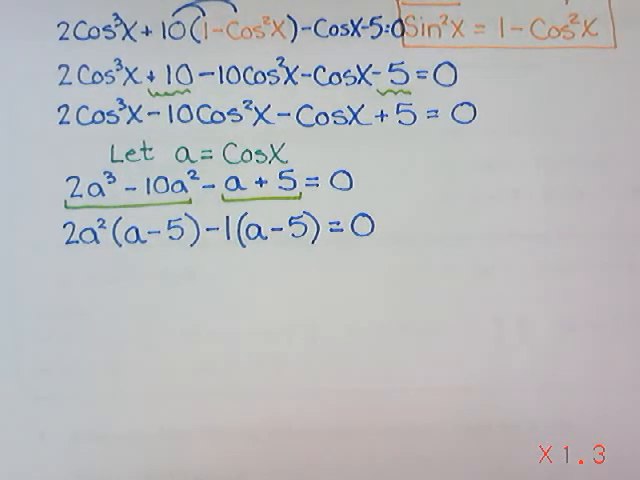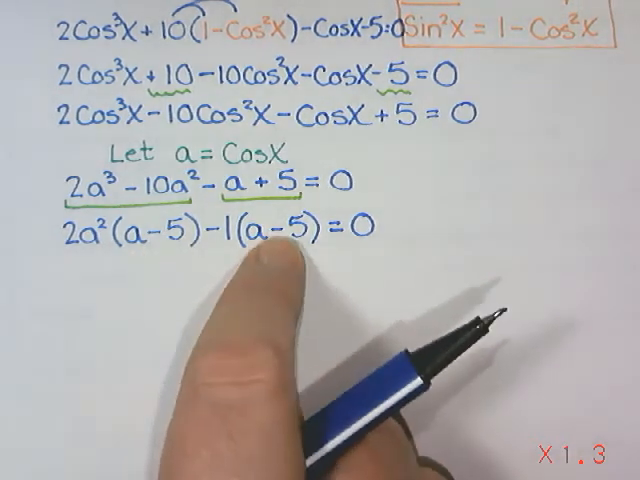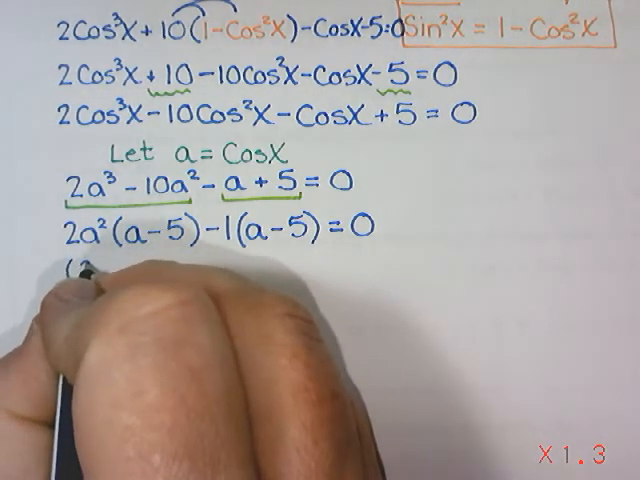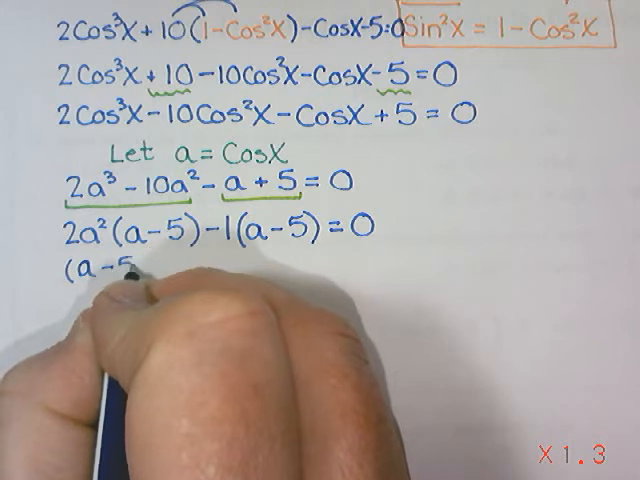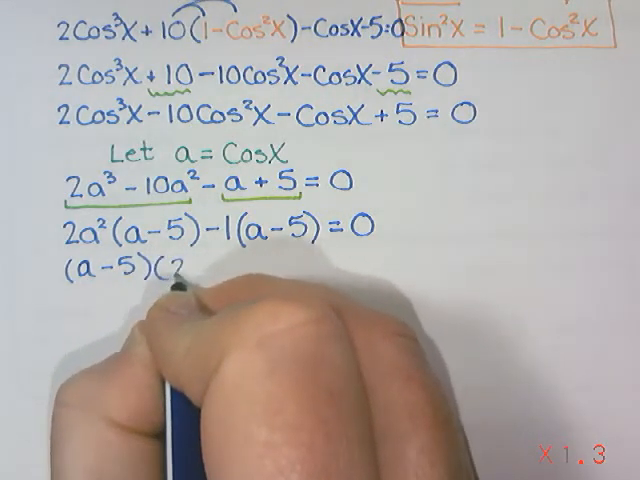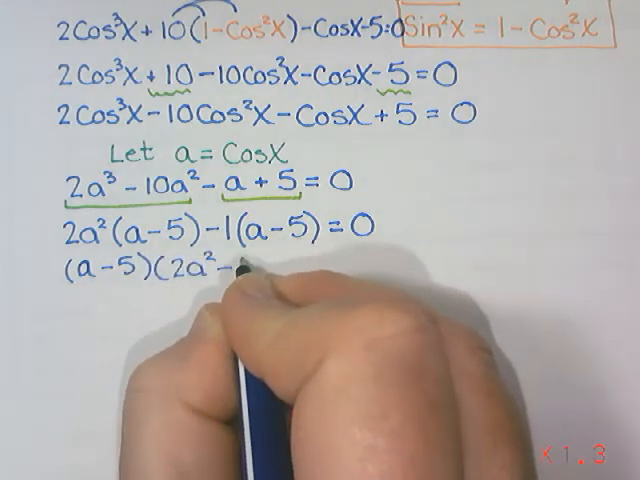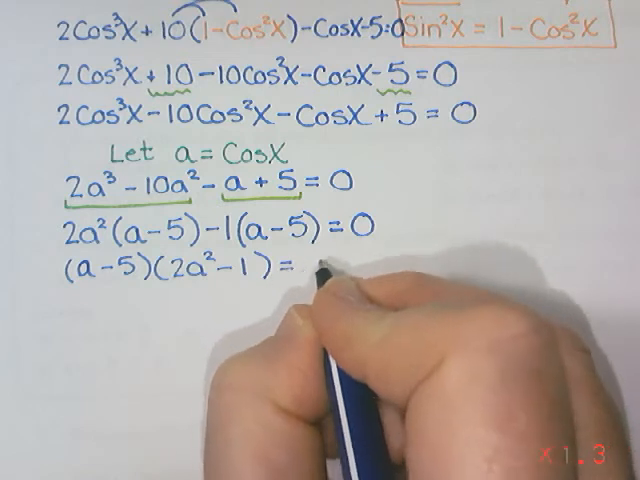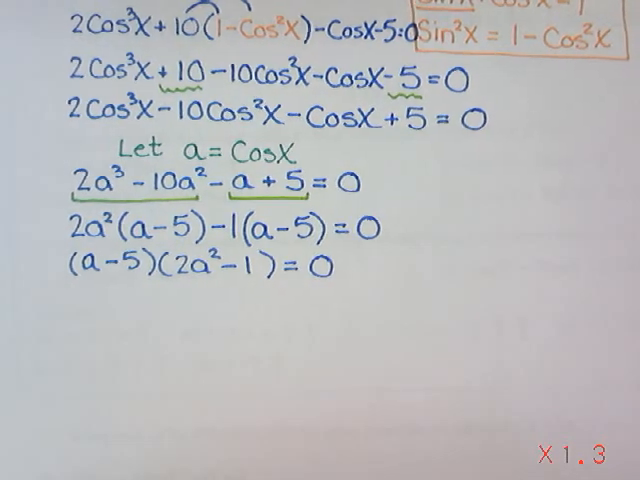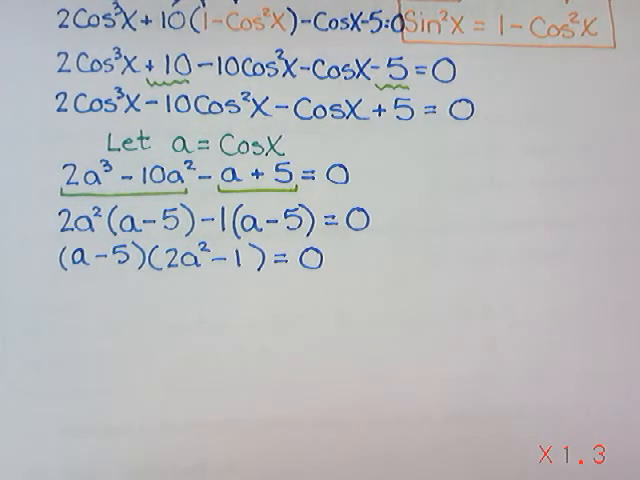Okay, so from here, I do have the same bracket. So this is a minus 5 times 2a squared minus 1, and still equals 0. Okay, from here, it is factored.